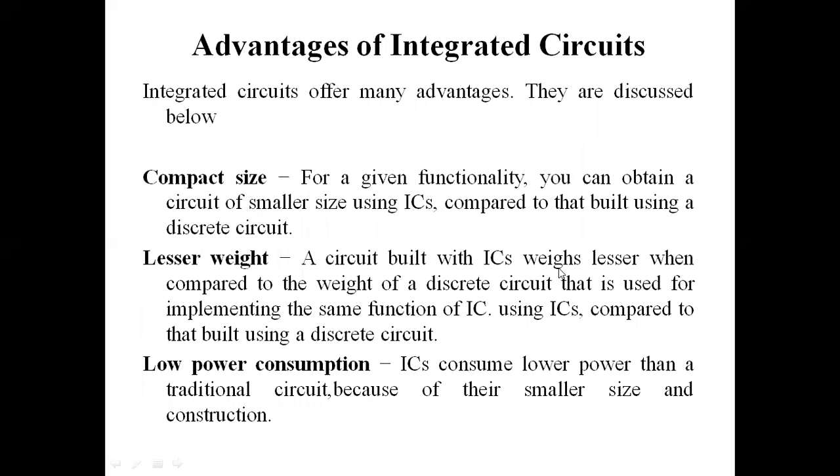Coming to the next thing, what are the advantages of linear integrated circuits? The first and most important advantage is that they are very compact in size. If we observe an IC chip, it is very compact, and we can obtain a smaller size compared to a discrete circuit. The second advantage is that it is very light in weight. A circuit board with an IC is much lighter than one built with discrete circuits.